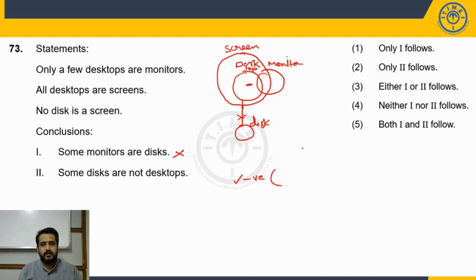When a negative is true, we have to draw the alternate diagram. To draw the alternate diagram, we have to use the complementary pair. What is the complementary pair? Some disks are not desktops is complementary to all disks are desktops. Let us try to prove all disks are desktops. When we drew the basic diagram, we confirmed that disk and desktop should not have any relation. So this relationship cannot be formed. So the alternate diagram cannot be formed. So the negative, which was true earlier, follows now. It remains the same. So only 2 follows. Choice 2 is my answer.